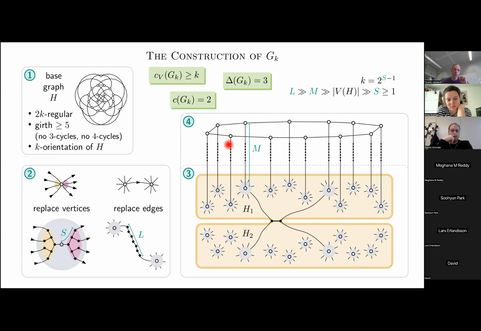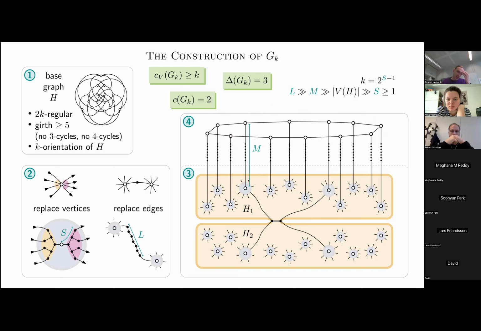I make a path of length m, and m is a number that is medium sized. So it's smaller than L, but much larger than S. So when I have S, I take m very large, and then I take L very large compared to m. And these paths end in these vertices, which I just combine into a cycle in any order that you want.